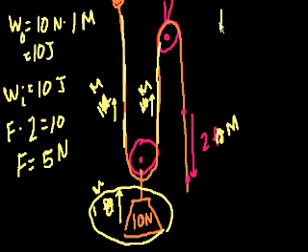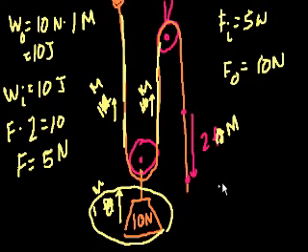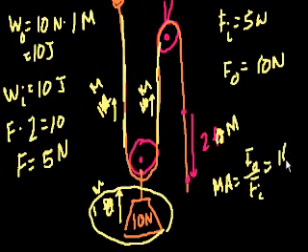So what was the input force? The input force is equal to 5 newtons, and the output force of this machine is equal to 10 newtons. And mechanical advantage is the output over the input. So the mechanical advantage is equal to the force output divided by the force input, which equals 10 over 5, which equals 2. And that makes sense, because I have to pull twice as much for this thing to move up half of that distance.